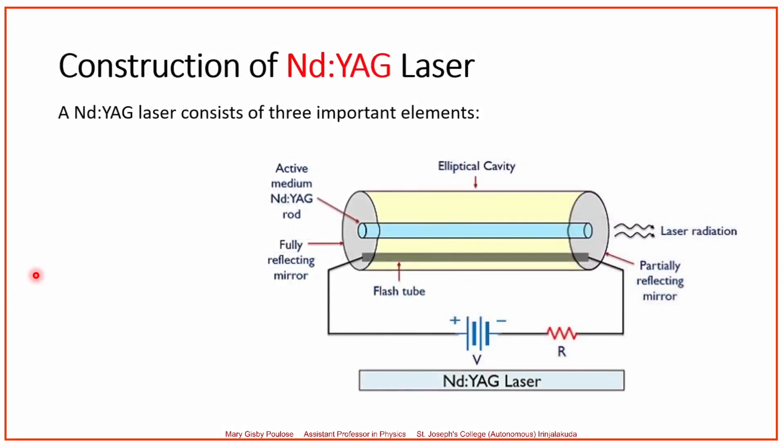Now, the Nd:YAG laser consists of 3 important elements: the laser medium, that is this crystal, the pump source, that is this flash tube, and the optical resonator, that is this elliptical cavity.